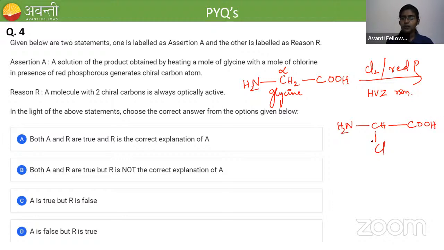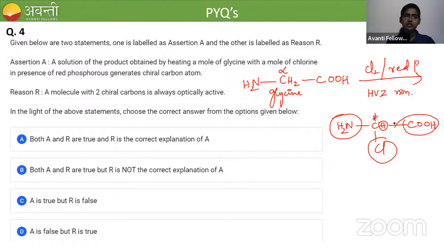And in this product, you can see the central carbon, that is the alpha carbon, is the chiral carbon, since it is optically active, as it contains 4 different atoms or groups around it. One is NH2, the other one is chlorine, the third group is hydrogen and the fourth group is COOH. So we have one optically active carbon or chiral carbon in the product we got from the given reaction. Okay, this is the concept.